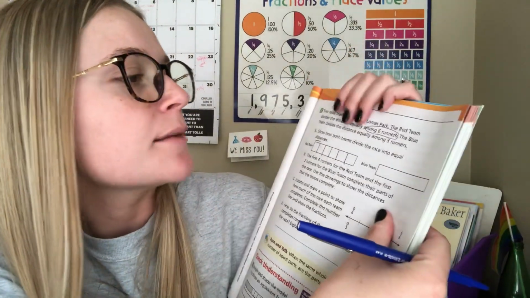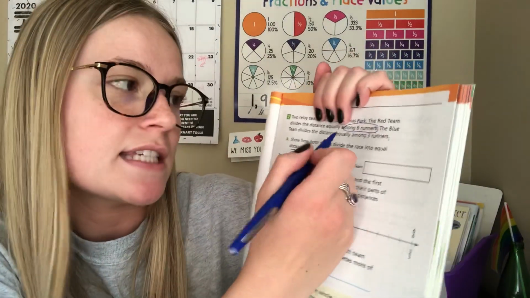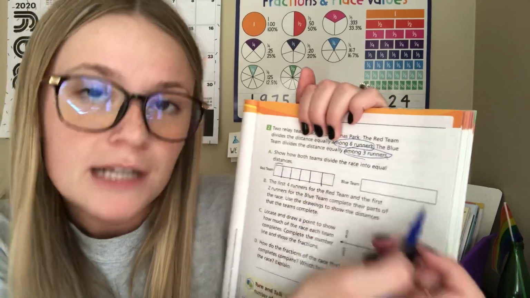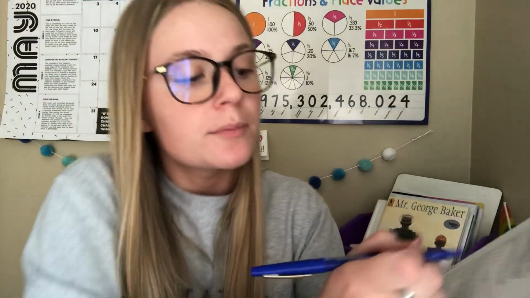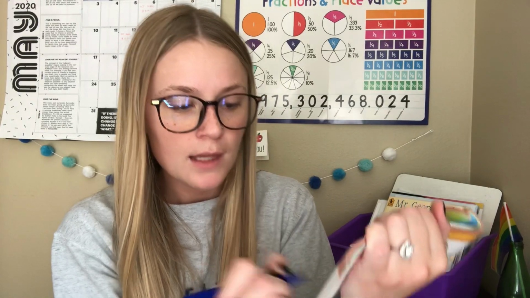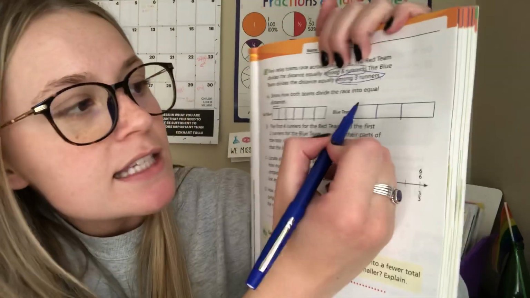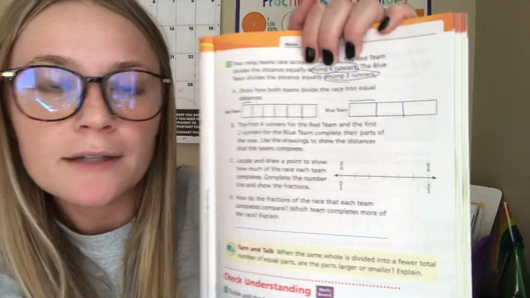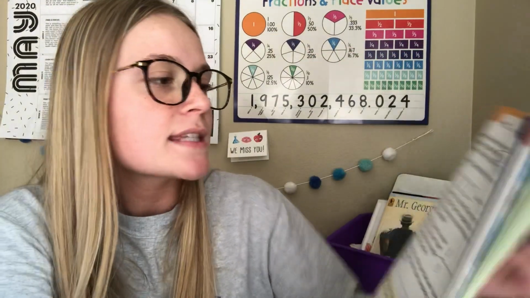Now for the blue team divides the distance equally among 3 runners. So the denominator on the blue team is 3. So this shows the distance that 1 runner would make. All right, part B says the first 4 runners for the red team and the first 2 runners for the blue team complete their parts of the race. Use the drawings to show the distances that the teams complete.